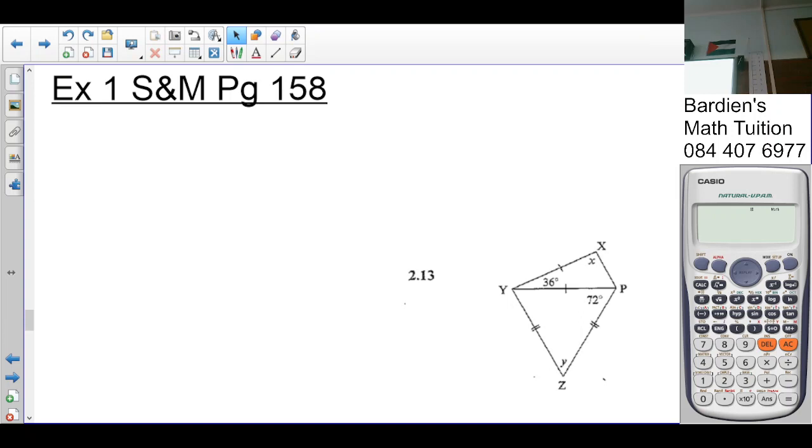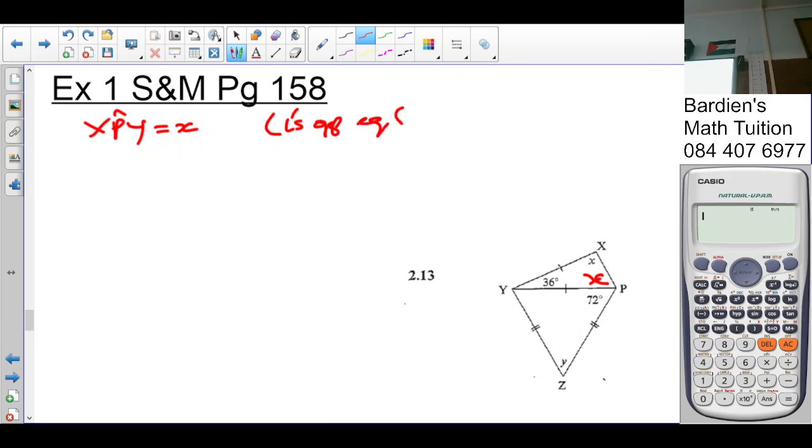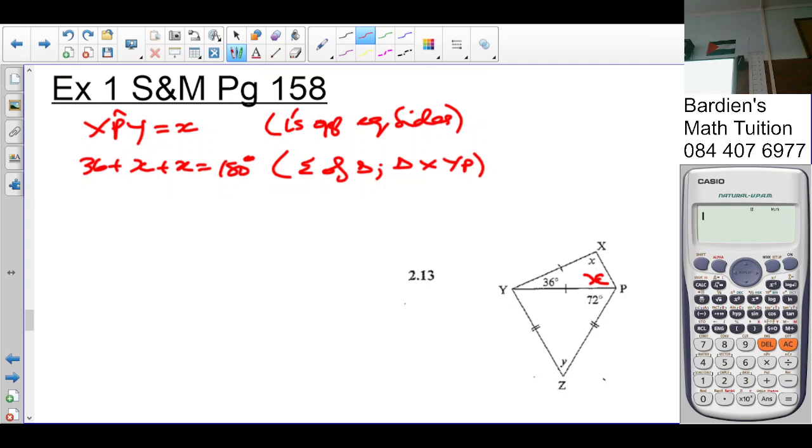2.13. Right, where can we start here? Angle XBY is equal to what? XY. So you say XBY is equal to XY. Angles opposite equal sides. Now what can we do? 36 plus X plus X equals 180. Sum of angles of a triangle, this triangle XYP. So 2x is equal to 180 minus 36, which is 144 degrees. Now what? Divide both sides by 2, so x is equal to 72.